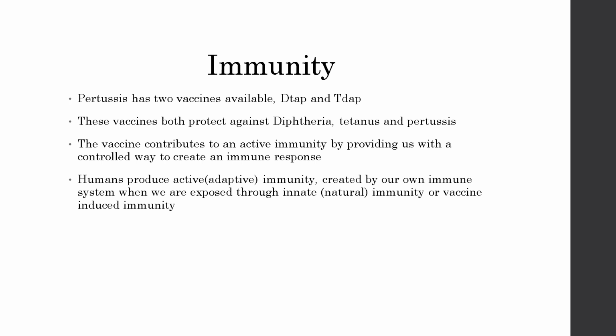Immunity. Pertussis has 2 vaccines available, the DTaP and Tdap. These vaccines both can protect against diphtheria, tetanus, and pertussis. The vaccine contributes to an active immunity by providing us with a controlled way to create an immune response. Humans produce active immunity created by our own immune system when we are exposed through innate immunity or vaccine-induced immunity.